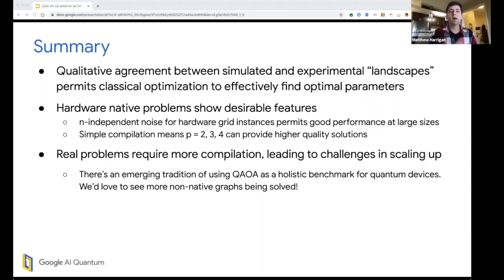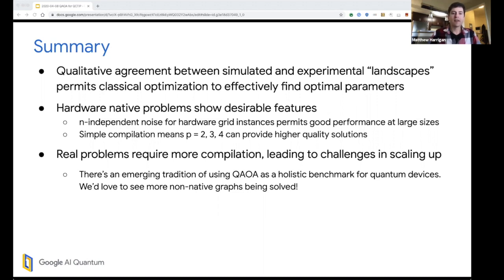There's sort of n-independent noise that permits good performance at large sizes. And the simple compilation means that we could go to greater depth to improve the quality of solutions. However, this demonstrates that real problems require more compilation, which leads to challenges in scaling up.